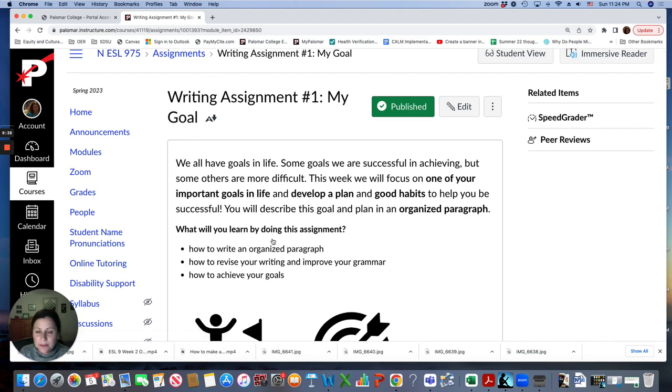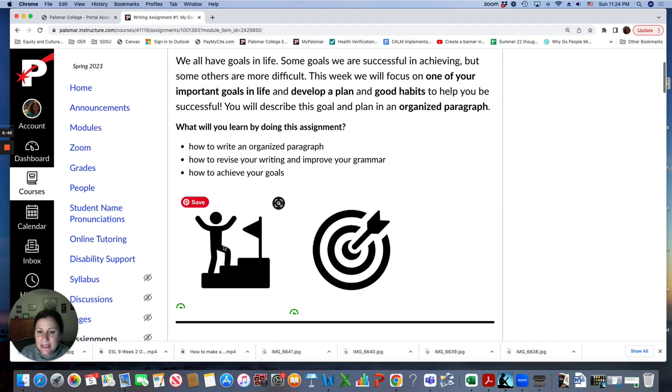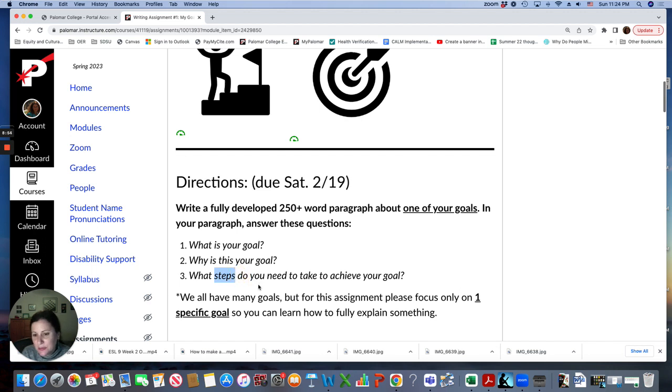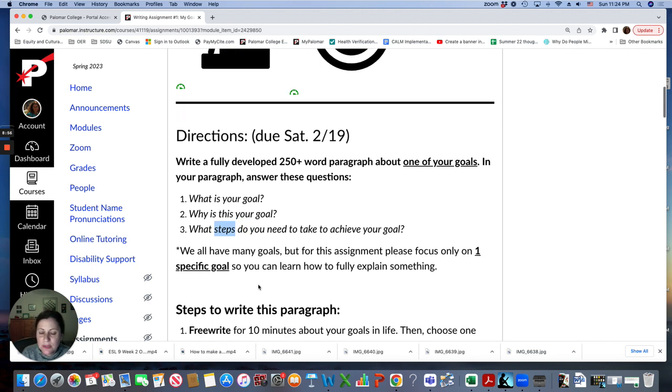Pick one goal to write about and explain in your paragraph what is your goal. Why is it your goal, and what steps do you need to take to achieve your goal? So, what do you need to do first? What do you need to do second? What do you need to do third to achieve your goal? Okay, and remember to just talk about one goal, not lots of goals, just one.